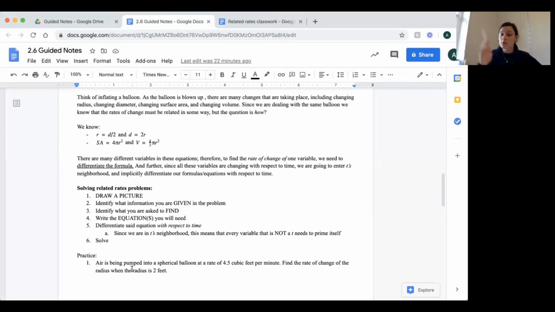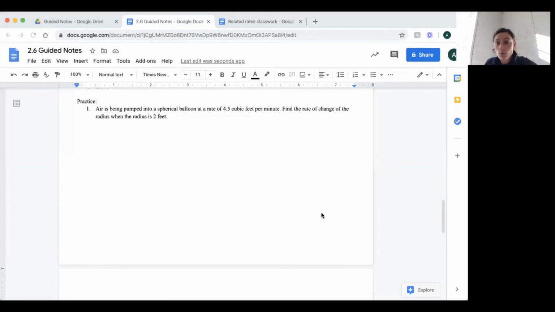Draw a picture. Students hate this step and often skip it, but do it because it will help you. Identify what information you are given in the problem. Identify what you are asked to find. Write the equation or equations that you will need. Differentiate said equation with respect to time. And since we're in T's neighborhood, that means that every variable that is not a T needs to prime itself. So basically every variable, unless you happen to have a T in your equation. And then solve, okay? So after that, we are going to do some practice problems.